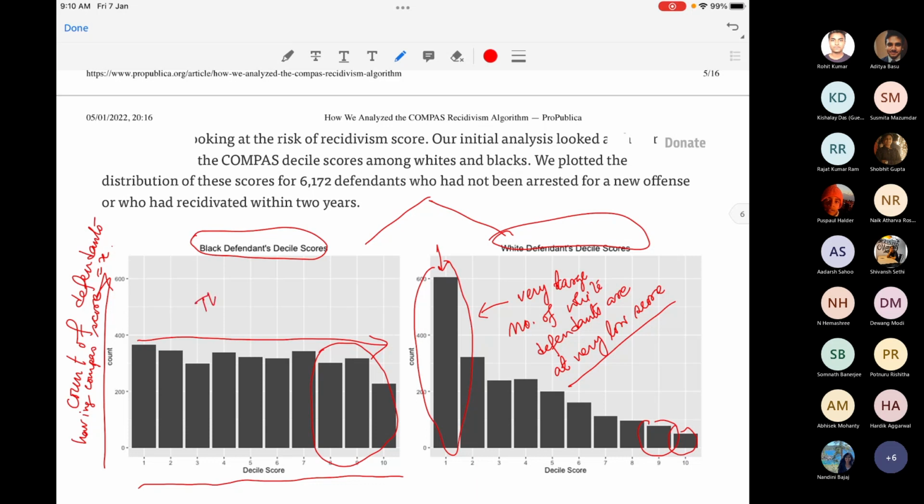The scores, or rather the counts, I should say, are evenly distributed.